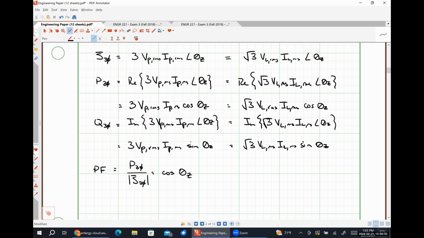So effectively, we have identical relationships to what we had for single-phase circuits, except that we multiply them by 3 because there are 3 phases. I know it's groundbreaking stuff.